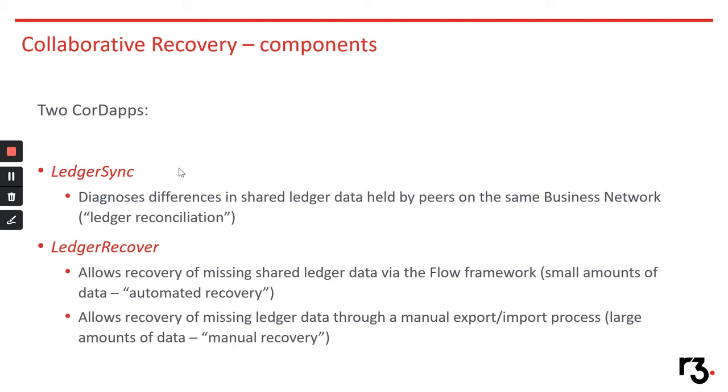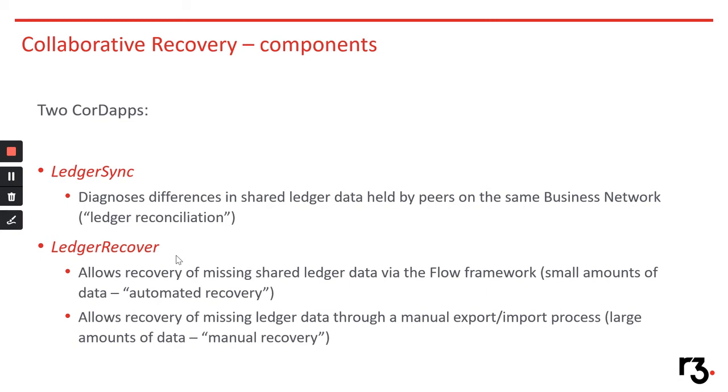So reconciliation creates a report on a peer that runs it that says whether their ledger is consistent with the one of other peers on the same network, or whether it's missing any data. If it is missing any data, there's a second phase in the process for collaborative recovery that's run through a second CorDapp called Ledger Recover, which, as the name suggests, allows operators to recover missing data that has been diagnosed in a previous step.